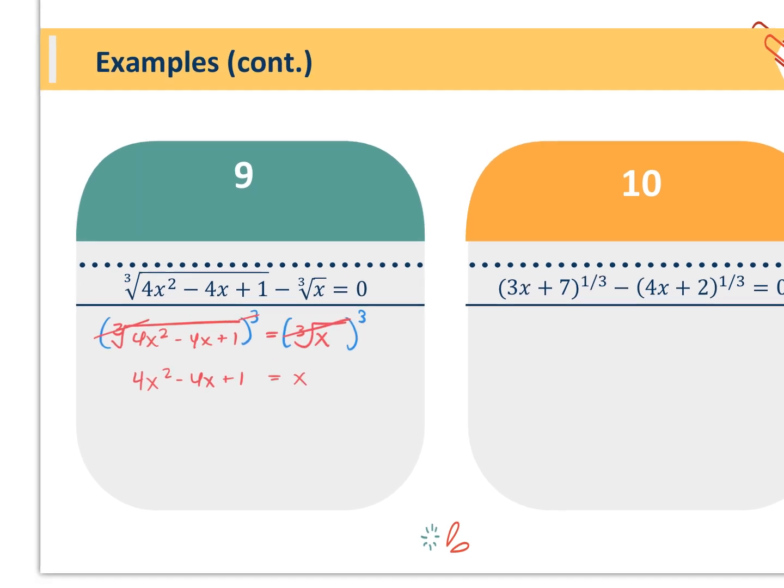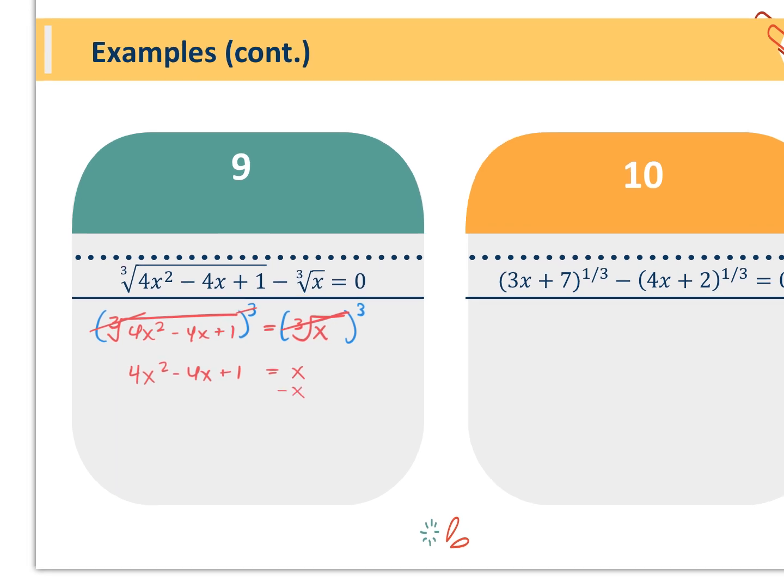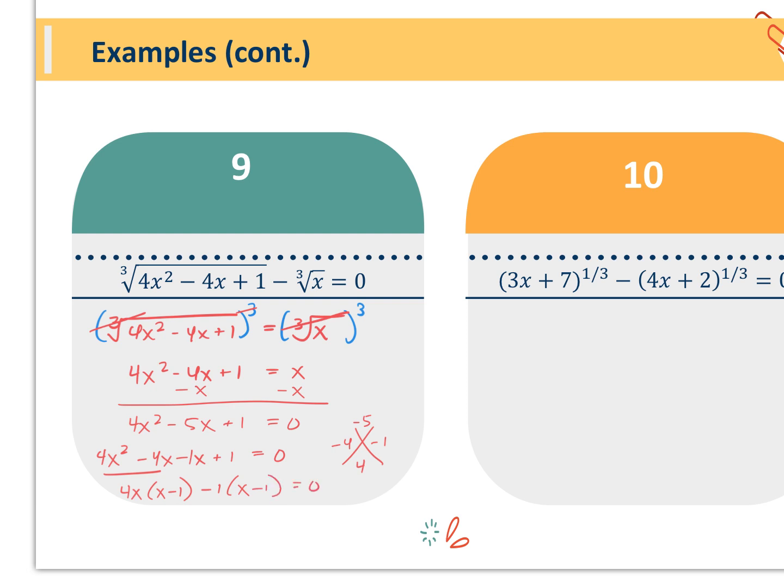So again, now it's just a normal quadratic. I want to subtract x from both sides because, again, it has to equal 0 to solve. So 4x squared minus 5x plus 1 equals 0, and I'm ready to factor and solve this. I know my factors have to multiply to 4 and add up to -5. So I know they're -4 and -1. And I expand it to 4x squared minus 4x minus 1x plus 1 equals 0. GCF of the first two, GCF of the second two, and then the x minus 1 is my first factor, 4x minus 1 is my second.